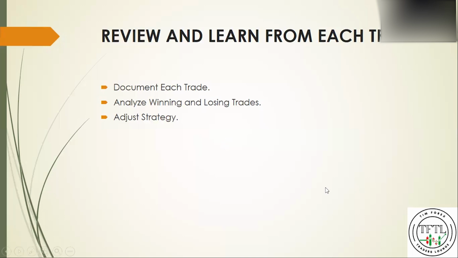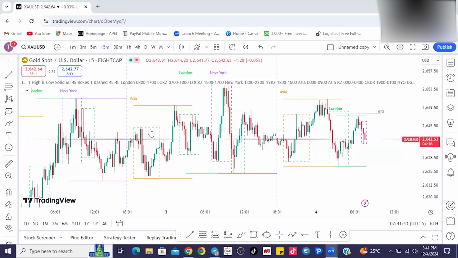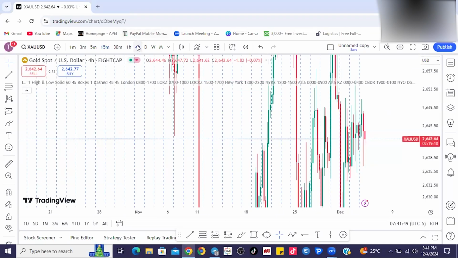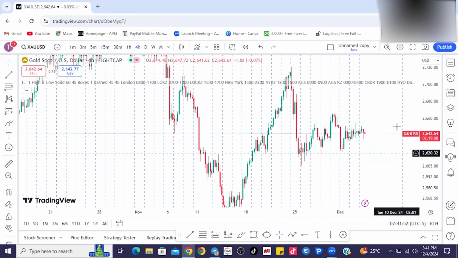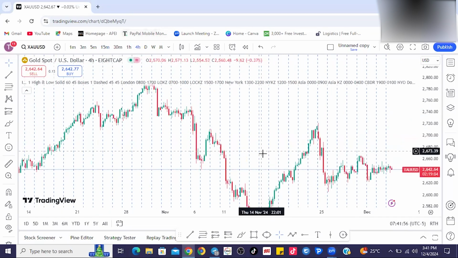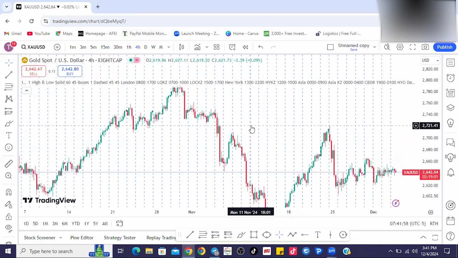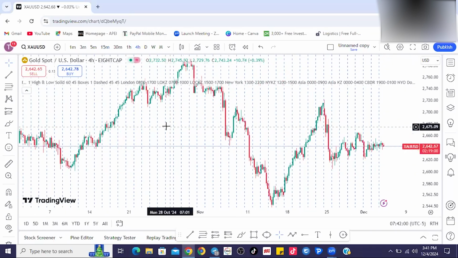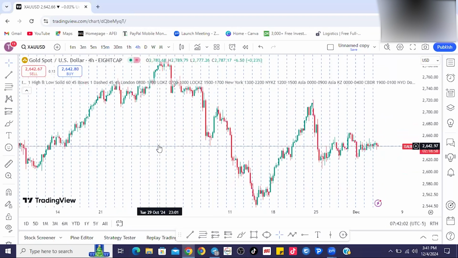Let me take you to the chart so that I can show you a few examples of how to identify the breaker block. So let's go to the charts. Welcome to the charts, and let's begin by looking at different examples. So this is gold. I'm looking at it from the 4-hour time frame.